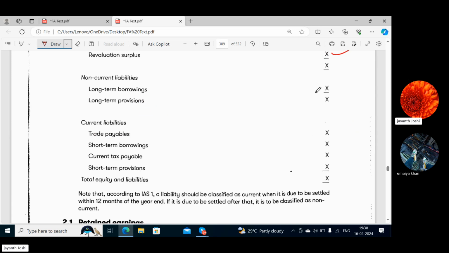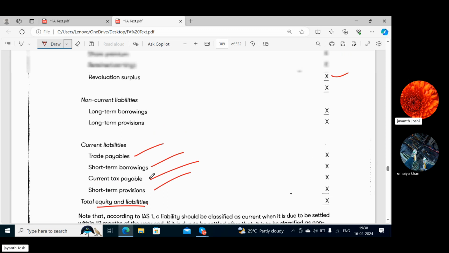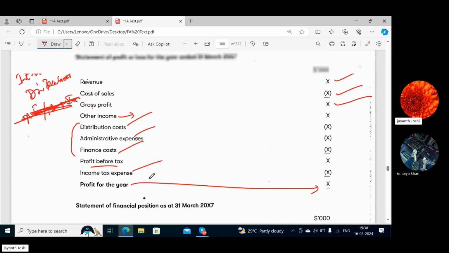Then comes long-term borrowings, long-term loans or provisions, and then current liabilities, the obligations which you need to settle within 1 year of time. Trade payable, short-term borrowings, current tax payable, short-term provisions, etc. Then you have total of equity and liabilities. Once you go through this format, then we'll move forward.